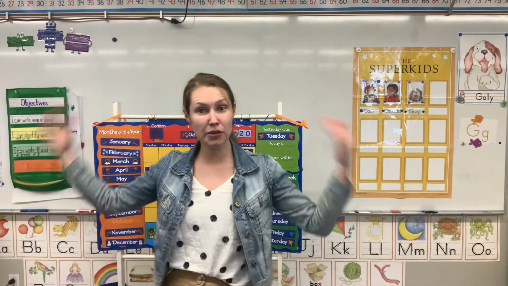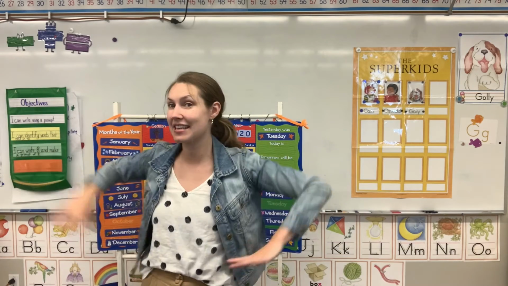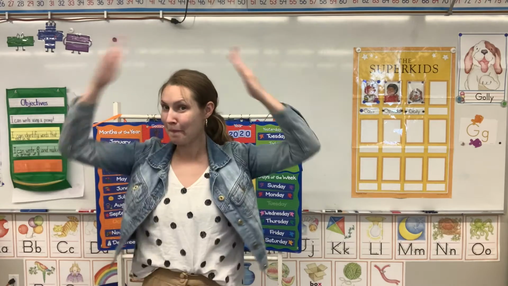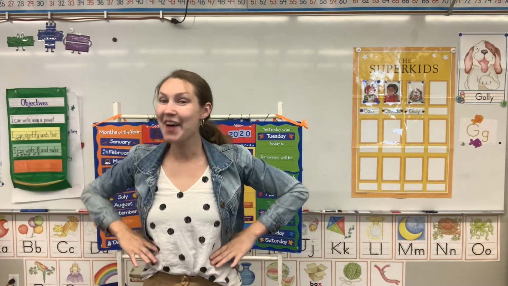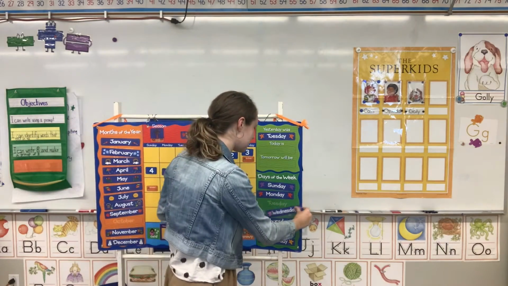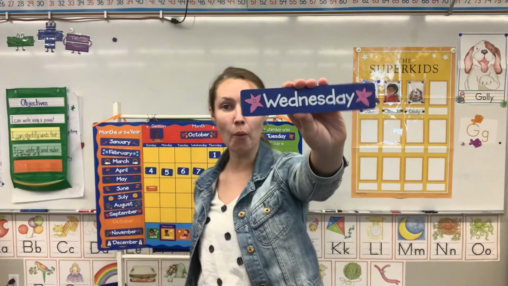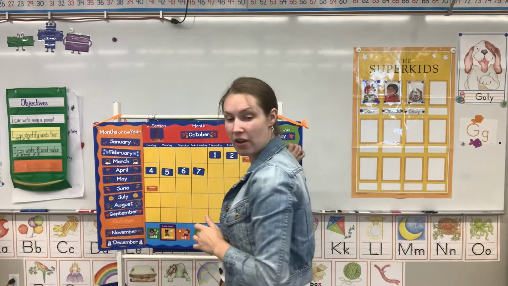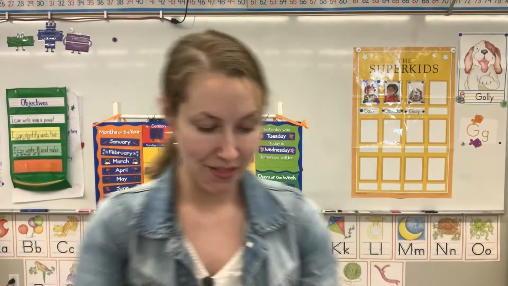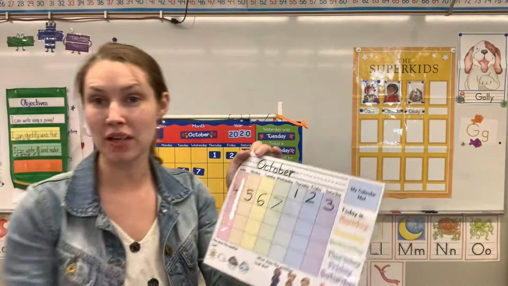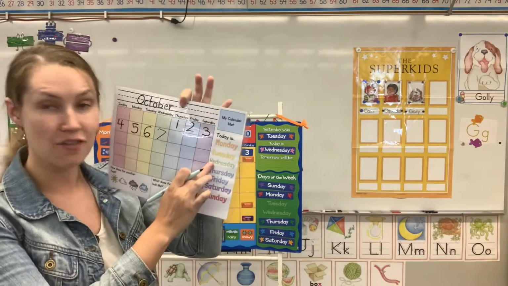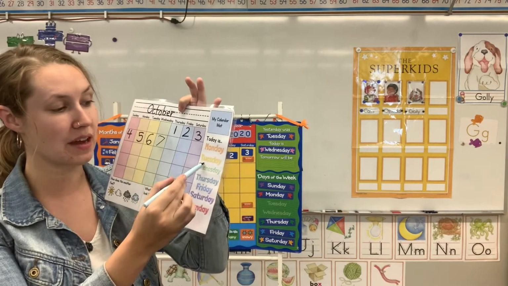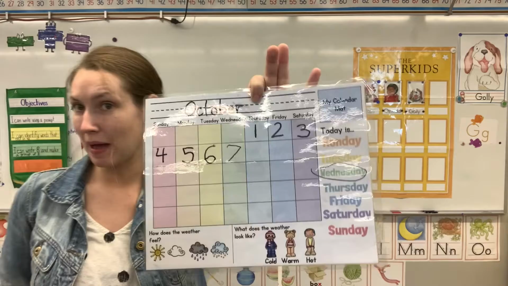Now, if yesterday was Tuesday, what day is it today? Wednesday. Very good. Today is Wednesday, and we can circle Wednesday on our calendar mat. Now that I've added it to my calendar, I'm going to come over to my calendar mat, find my Wednesday, begins with a W, and I'm going to circle my Wednesday there.